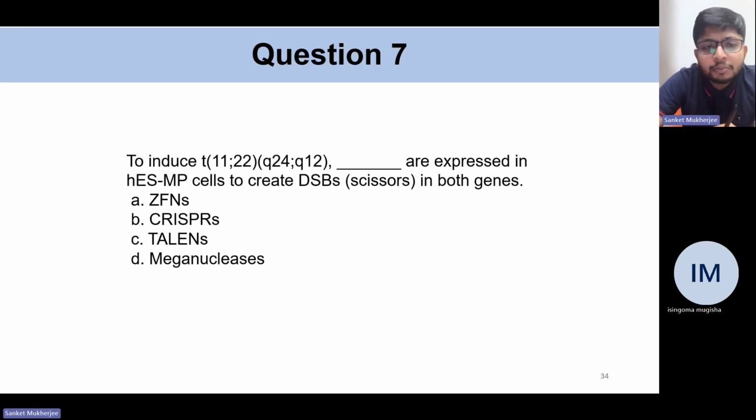Coming to question number 7: to induce t(11;22)(q24;q12), nucleases are expressed in human embryonic stem cells, sorry, hESMP cells, to create a double stranded break in both genes. Is it ZFNs, CRISPRs, TALENs, or meganucleases? I'll give you a minute to think about it, then we'll discuss the answer.